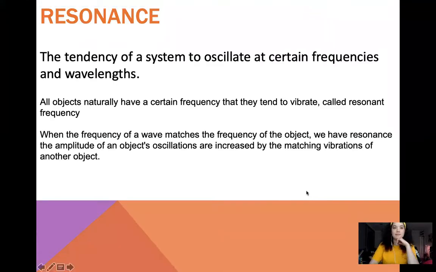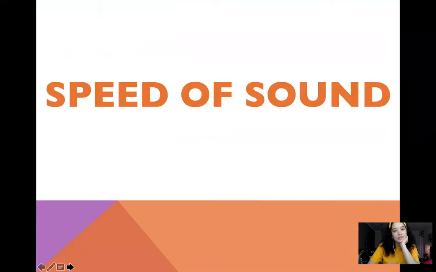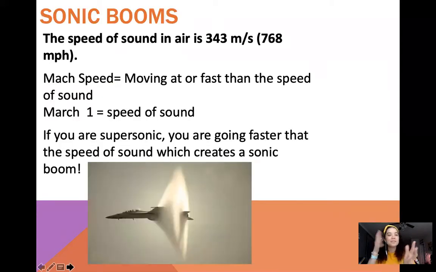All right, moving back to our PowerPoint. So, speed of sound. Here's where we might start having a little bit of calculation, so don't panic. The speed of sound in air is 343 meters per second. For reference, that is 768 miles per hour.